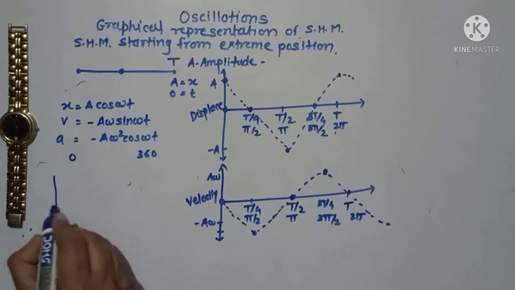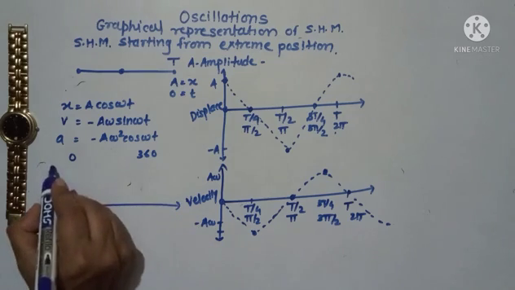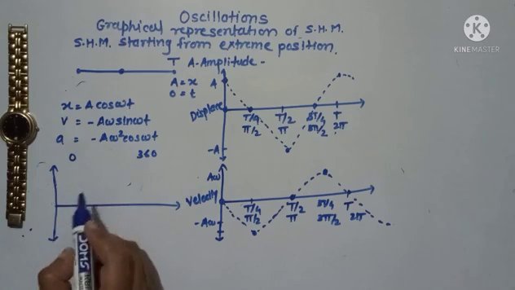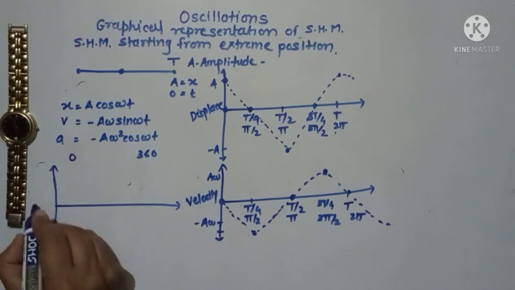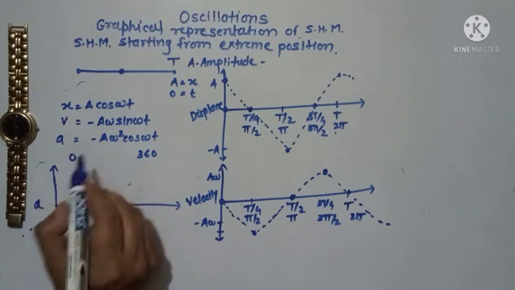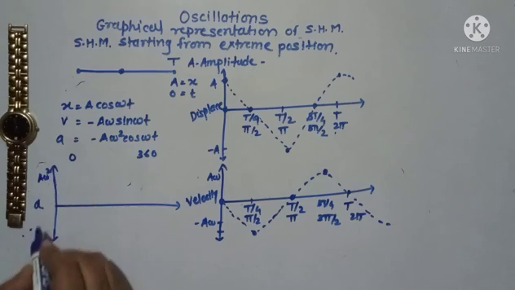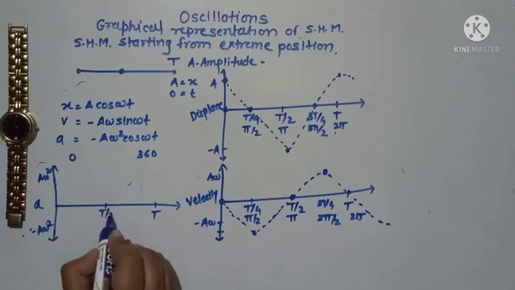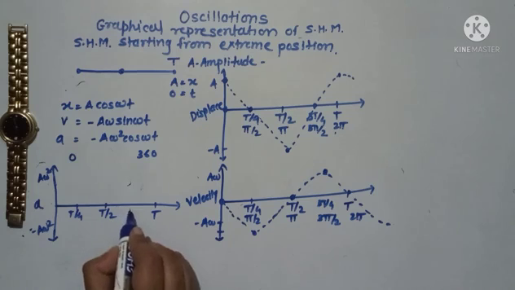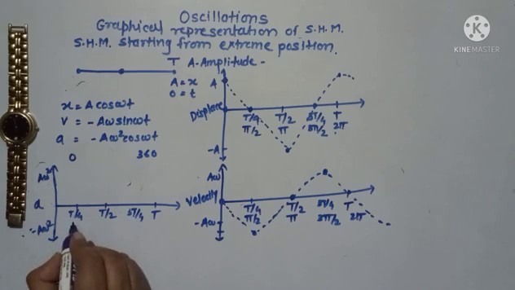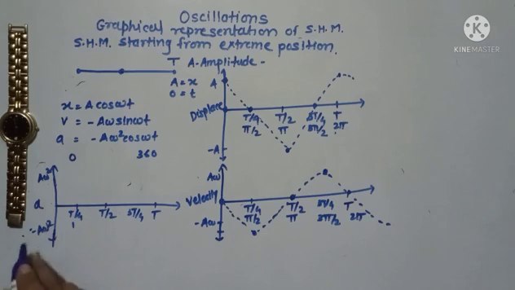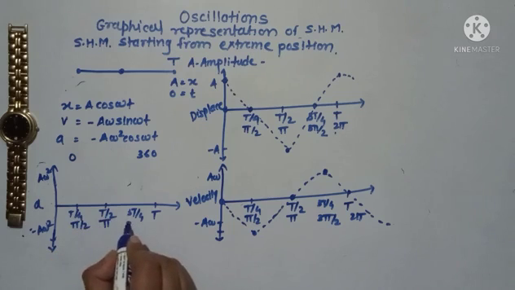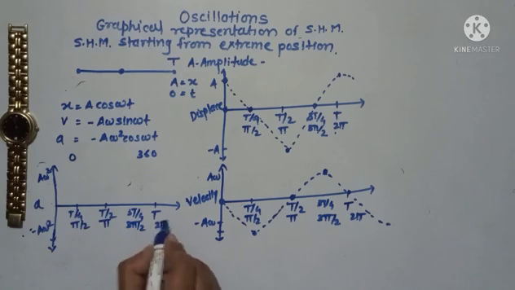Similarly, we can also draw. Now I think you have understood how we can draw this graphical representation of the displacement, velocity and acceleration. Now this is the acceleration. We know that these values will range from a omega square to minus a omega square, and obviously this is T, this is T by 2, T by 4, 3T by 4, and these are related to the phases. So this is related to pi by 2, this is related to pi, 3 pi by 2 and 2 pi.